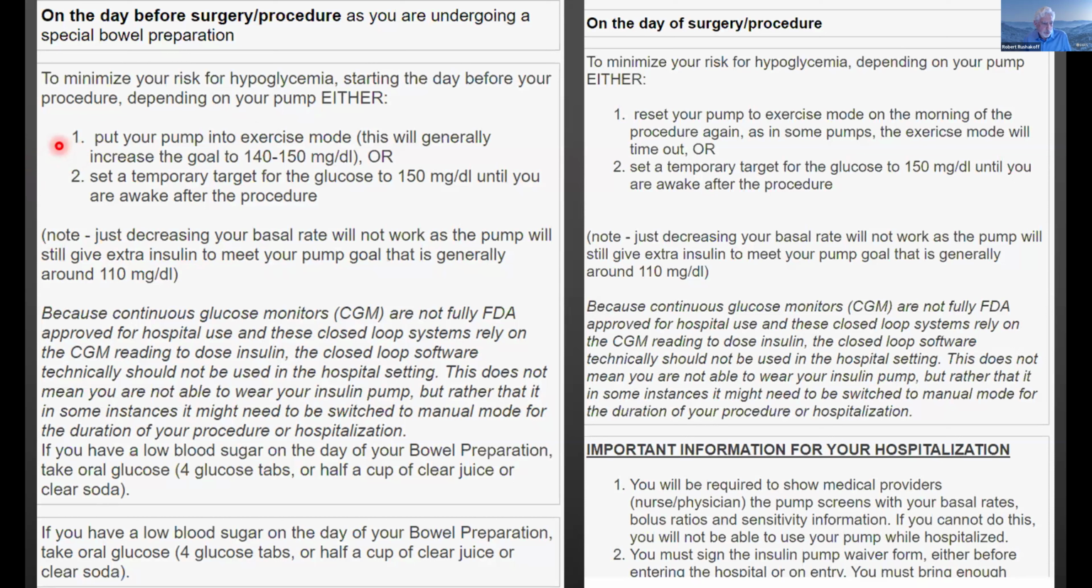So for some of the pumps, we put the patient into an exercise mode pre-op. Some of them, we change their glucose target to keep them a little bit higher. But we don't change their basal rate with the hybrid pumps, because if you just go in and reprogram the pump and it's still in hybrid auto mode, the pump will still give extra insulin to bring down the blood sugar. So it would be worse than doing nothing at all, for sure. And these would be the instructions that we give the patient.